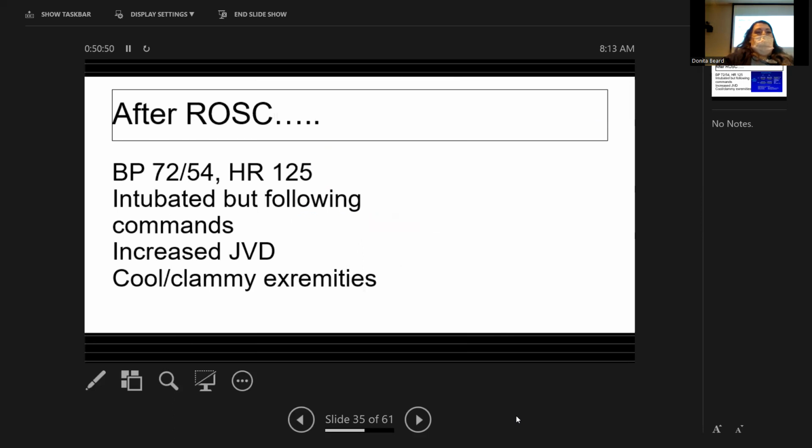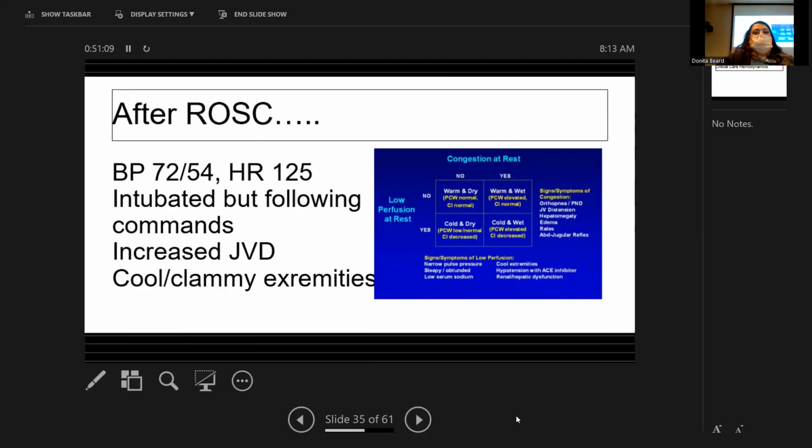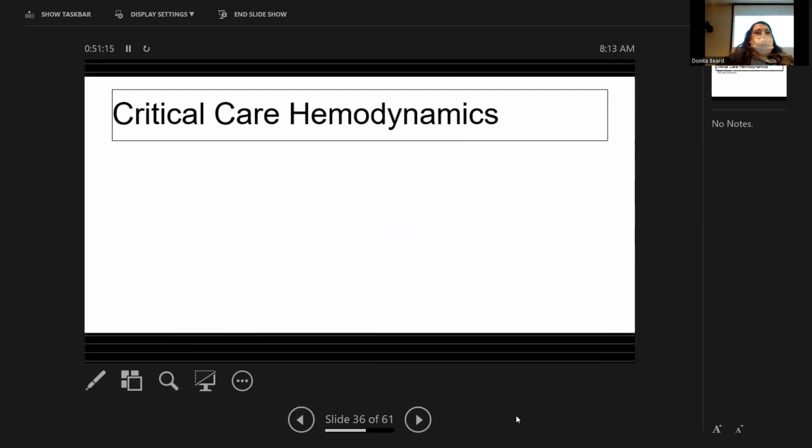All right, so after ROSC, her blood pressure is 72/54, heart rate 125. She's now intubated from the code, following commands, with increased JVD and cool, clammy extremities. Who thinks she has cardiogenic shock? Agree. So she has now gone from sort of warm and wet to cold and wet. And so just going through some hemodynamics.